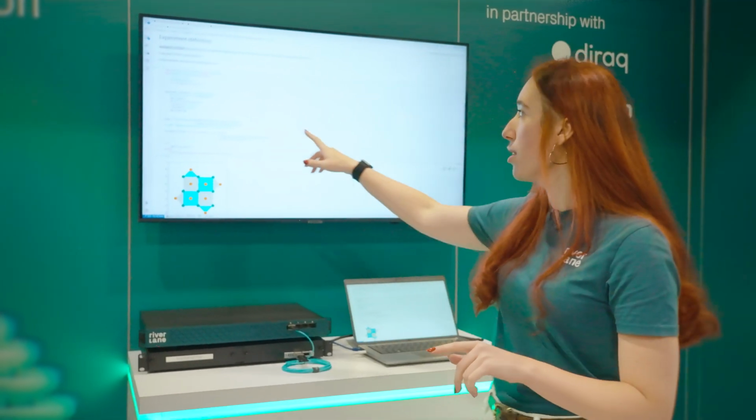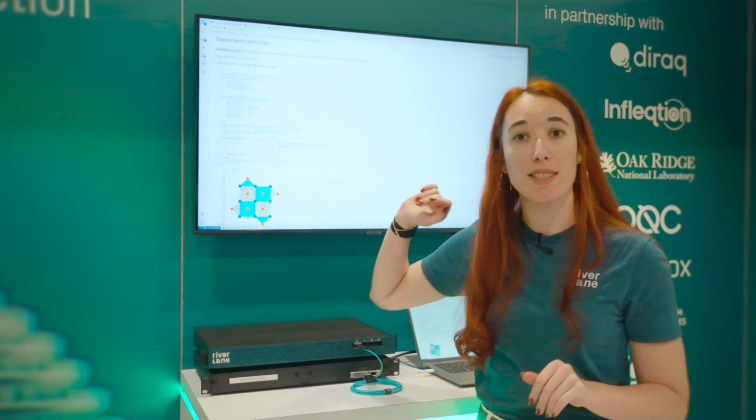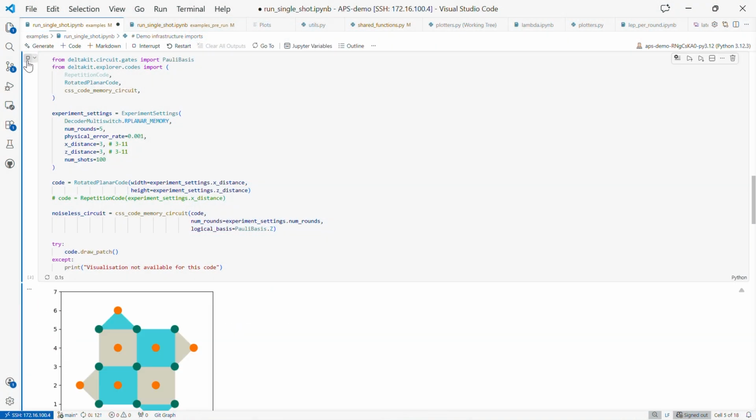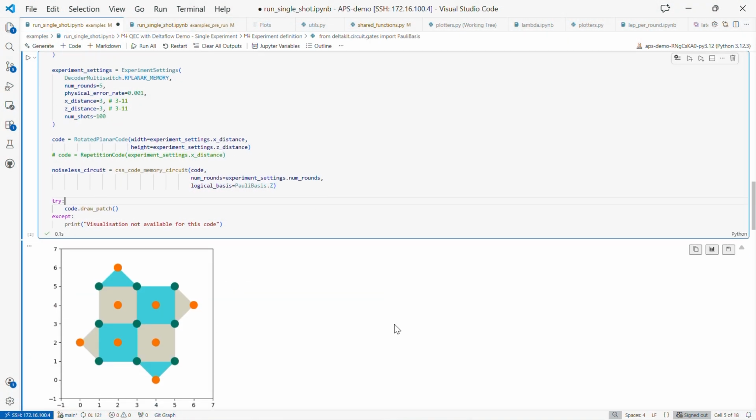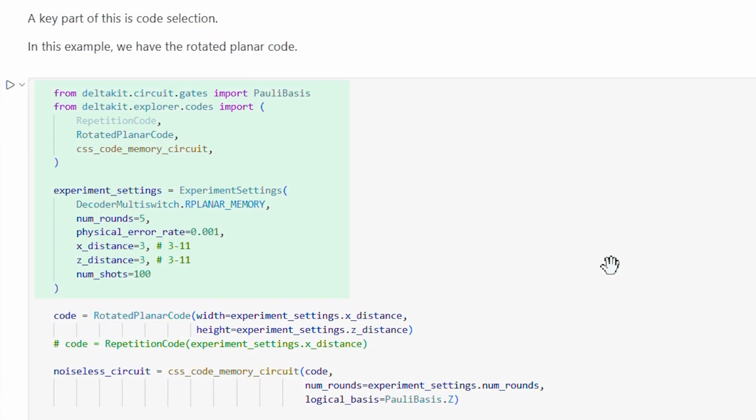First, we're going to define the experiment that we're running, and we're going to use Deltakit for that. In Deltakit, we defined a rotated surface code of distance 3, which allows us to encode one logical qubit using 17 physical qubits. Deltakit also allows us to pick the number of rounds and the number of shots we want to execute the experiment for.